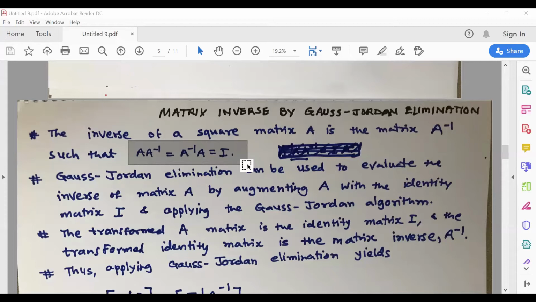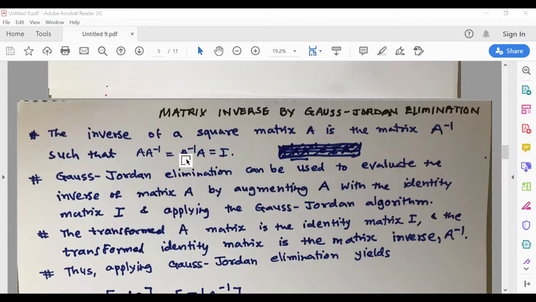So if you multiply any matrix with the inverse of that matrix, it will give you the identity matrix. That is a fact, a rule from the previous knowledge of linear algebra mathematics. So Gauss-Jordan elimination can be used to evaluate the inverse of a matrix A by augmenting A with the identity matrix I and applying the Gauss-Jordan algorithm.